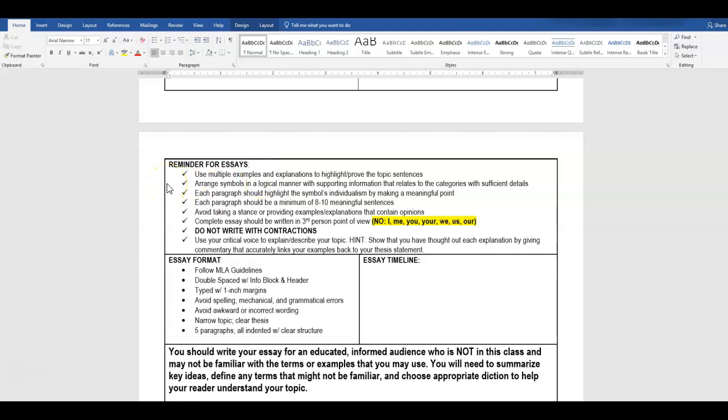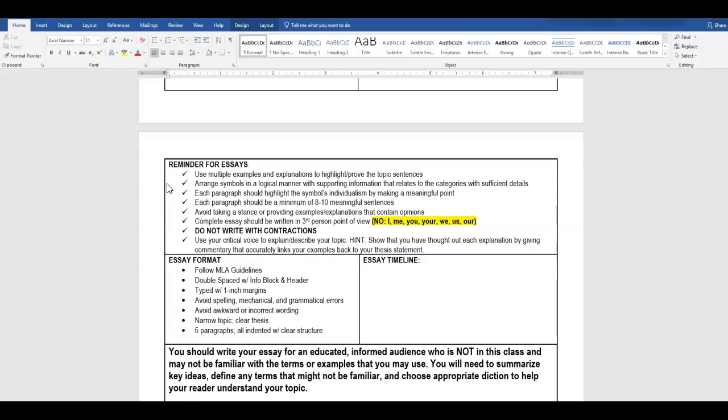You will arrange your symbols in a logical manner with supporting information that relates to the categories with sufficient details. Each paragraph should highlight the symbol's individualism by making a meaningful point. Each paragraph should be a minimum of 8 to 10 sentences. You should avoid taking a stance or providing examples and explanations that contain opinions, even in the conclusion.